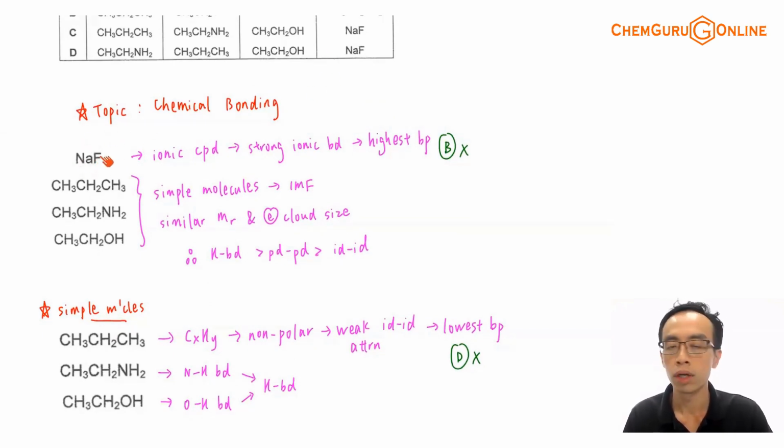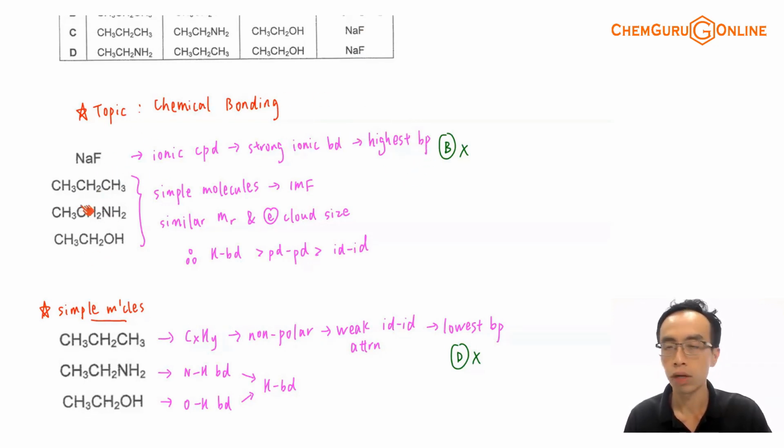First guy is sodium fluoride. Sodium fluoride obviously is an ionic compound. If it is an ionic compound, then we will expect strong ionic bonds between the ions, and the boiling point in this case as compared to the rest of the compounds which are simple molecules is expected to be the highest, and definitely we will expect your sodium fluoride to have the highest boiling point.